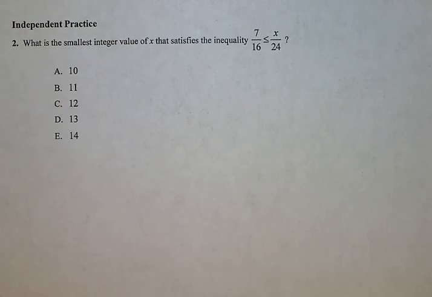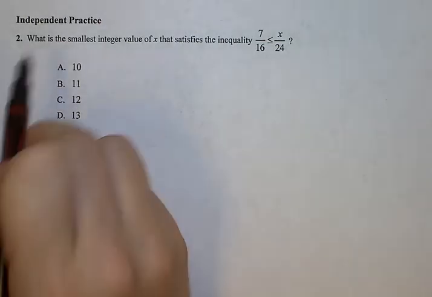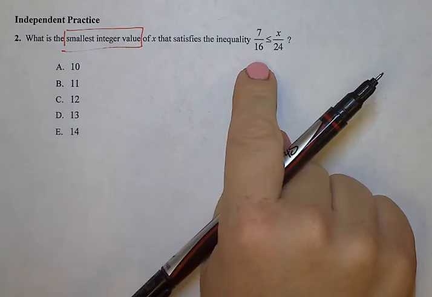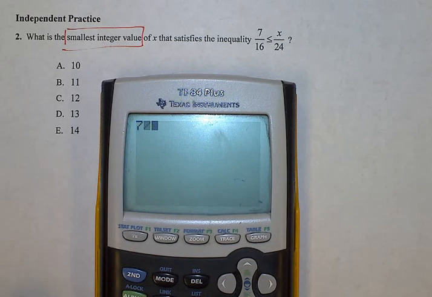Okay, again, we could solve using algebra, but we want to find the easiest and the quickest way to solve this, and I believe using the answer choices is the easiest. Now, in this problem, it says what is the smallest integer that makes this true? So let's start by figuring out what 7 divided by 16 is. So I'm going to convert it to a decimal. It's approximately 0.43.